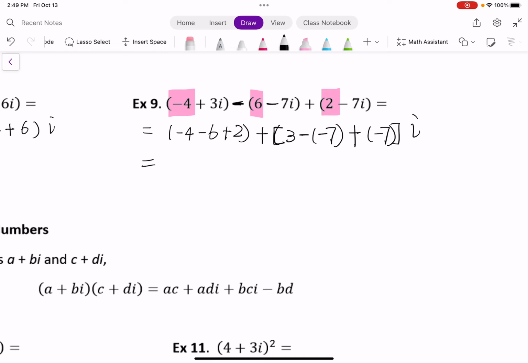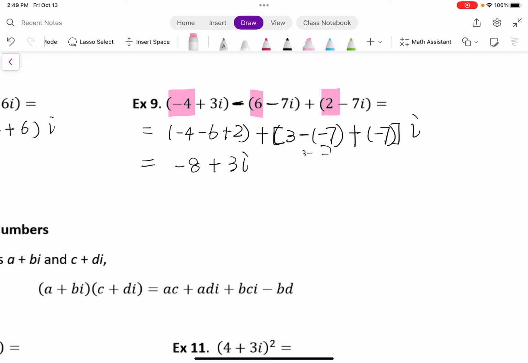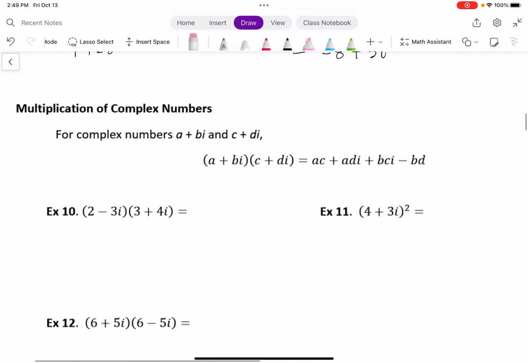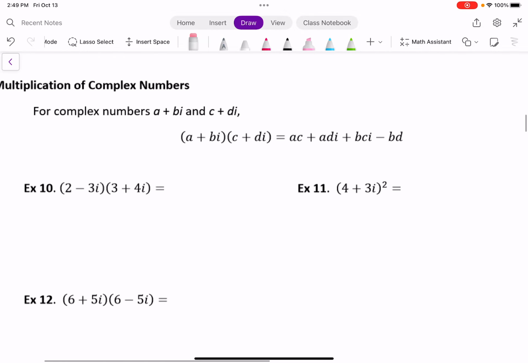Let's do the computation. Next, negative 4 minus 6 plus 2 is negative 8. Plus, so here 3 minus negative 7 is 3 plus 7. Then minus 7. So we have 3i. Do the computation, we got 3i. This is the solution.